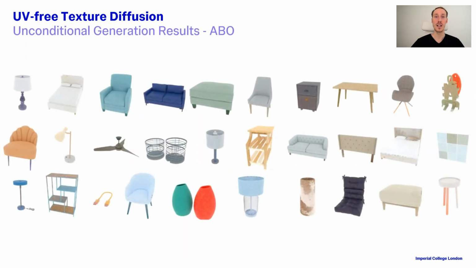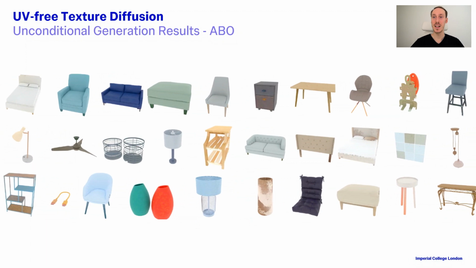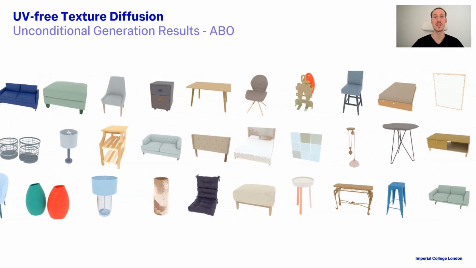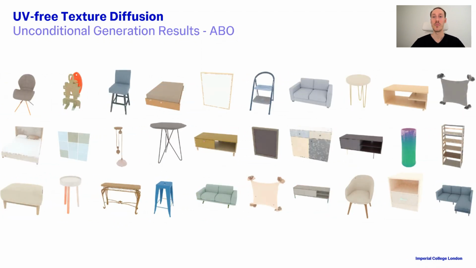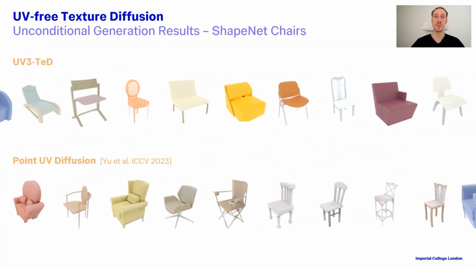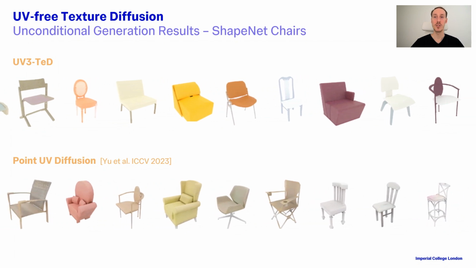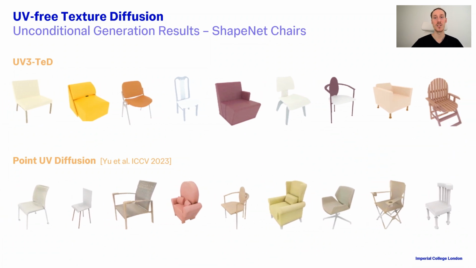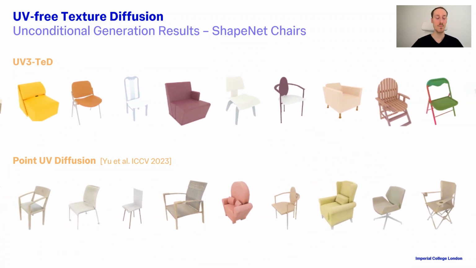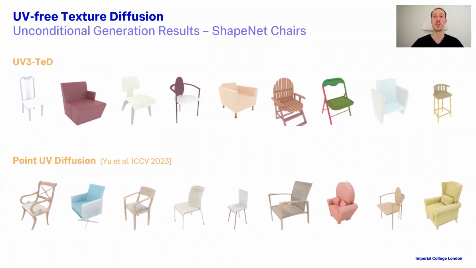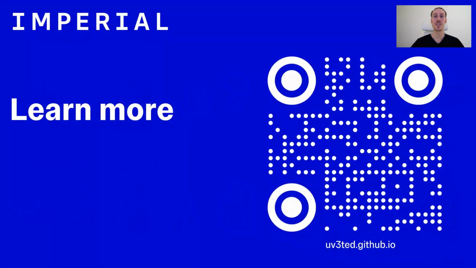If we now look at the results, the first thing you'll notice is that unlike other non-UV based methods, we're actually capable of generating realistic textures on multi-class datasets like ABO. If you then compare our performance against the best-in-class non-UV based method currently available, you may notice that UV3TeD can generate more diverse samples which are also capturing the semantics of the different object parts. And this is proven not only in this qualitative evaluation, but also in a quantitative one that you can find in our paper.